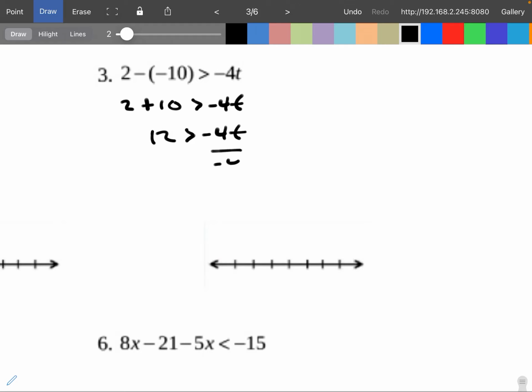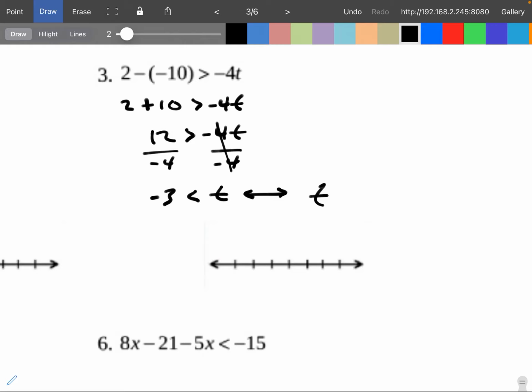So then someone else, what's the last step on this one then? Aiden? By what? 4. What kind of 4? Negative 4. Thank you. That's good. So divide both sides by the number out in front of the variable, which is a negative 4 in this case. The negative 4s over there on the right cancel out and make a 1. On the left-hand side, I've got 12 divided by negative 4, that's negative 3. On the right-hand side, I've just got t. But then the question is, do I need to flip it? Yep, I got to flip it. It was a greater than, so now it's a less than.